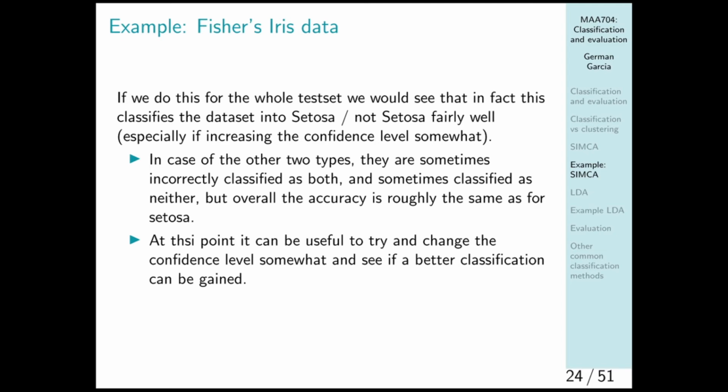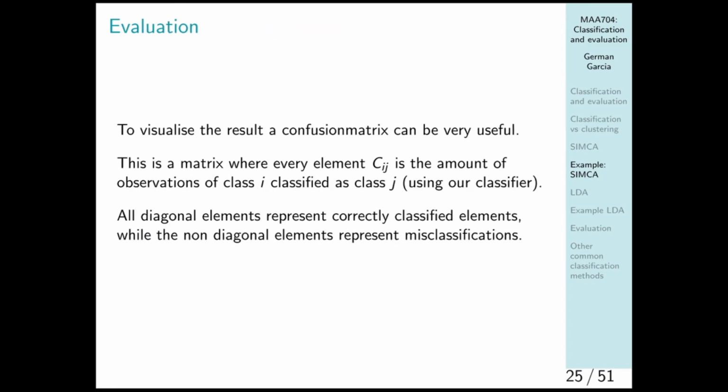So at this point, it can be useful to try and change the confidence level and see if a better classification can be gained. Sometimes, especially where the classes are kind of blurry, it's good to maybe lower the confidence level and see what can happen. Now, in order to visualize this, we will use what is called a confusion matrix.